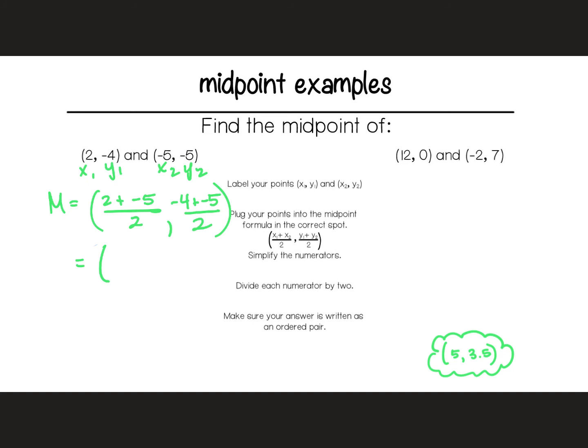So 2 minus 5 is negative 3 halves. Negative 4 plus negative 5 is negative 9 halves. You can leave them as simplified fractions, or you could say this is negative 1.5 and negative 4.5. Just like before, I'll let you guys do the right-hand side, and the answer is down there, 5 and 3.5.